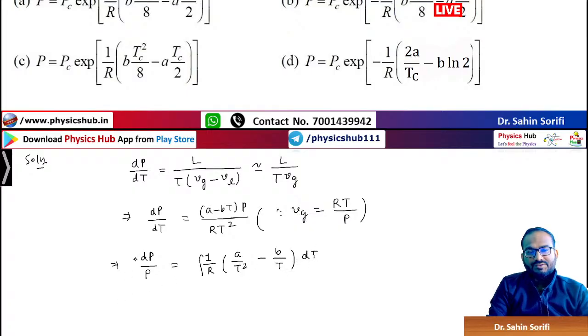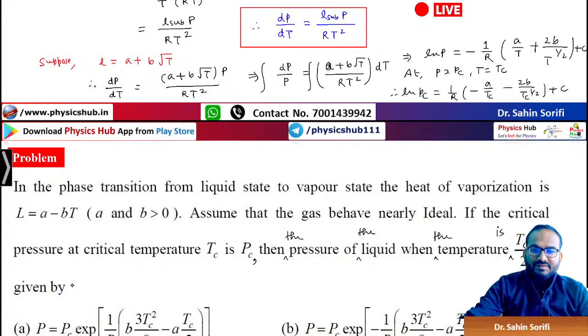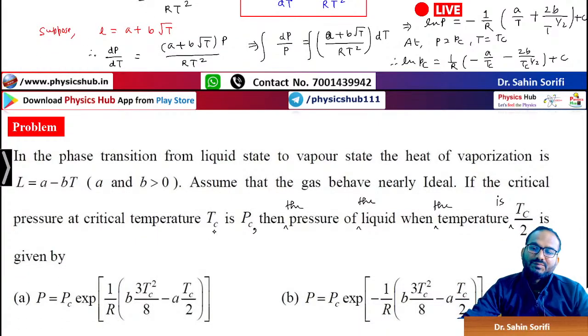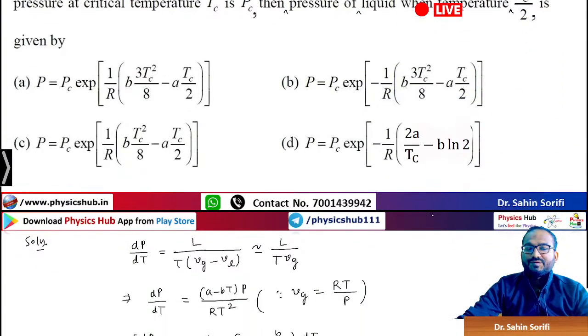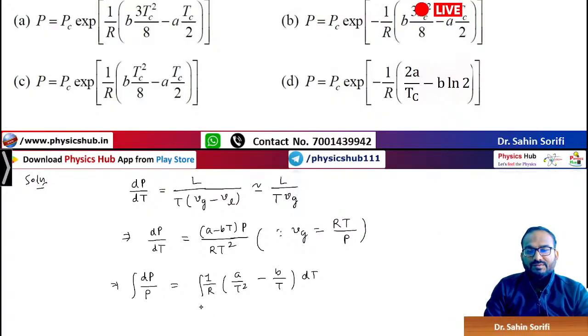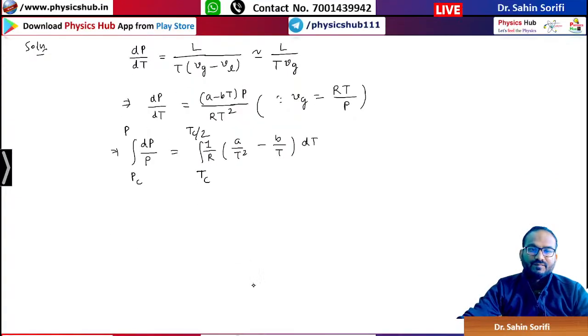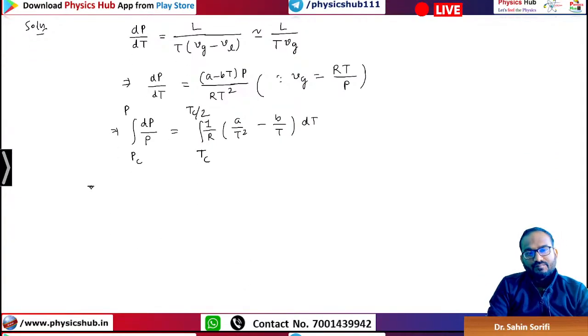dt integration. Now what does this limit say? Critical pressure at Tc is Pc. So what will be the pressure of the liquid when the temperature is Tc by 2? So temperature is going from Tc to Tc by 2. Okay, so the limit will be Tc to Tc by 2. We had the pressure, and we need to find out the new pressure. Let's say that is P. So this one will give you ln P by Pc.